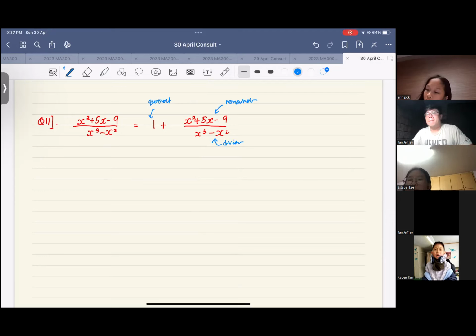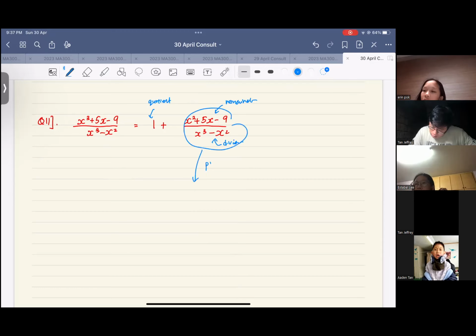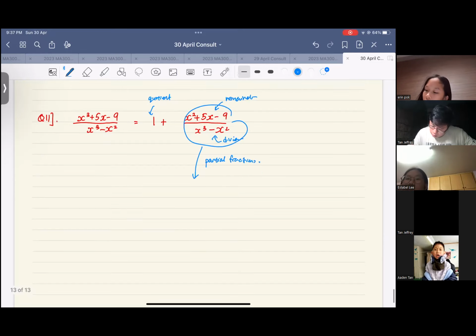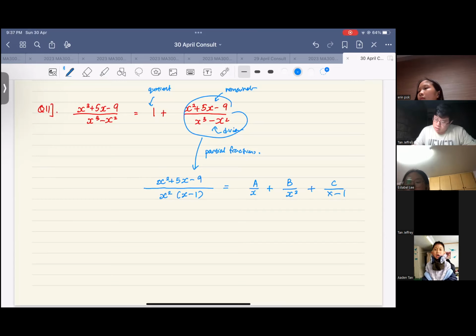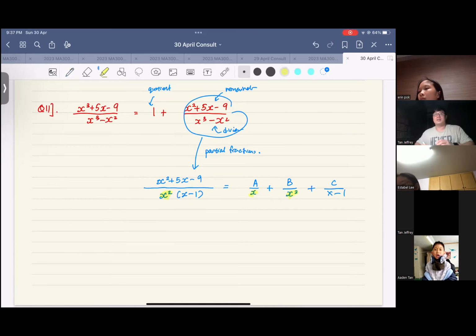Then this is the part that will take part in the partial fraction. So how do I do it? Okay, x squared plus 5x minus 9 over the denominator. Factorize this. It is like x squared, x minus 1. Now you can treat it either way. Treat it like a over x, plus b over x squared, plus c over x minus 1, because in a way I see this as a repeated linear factor.